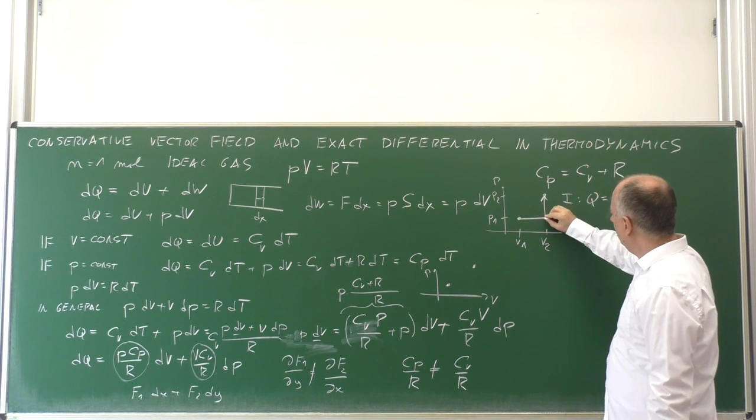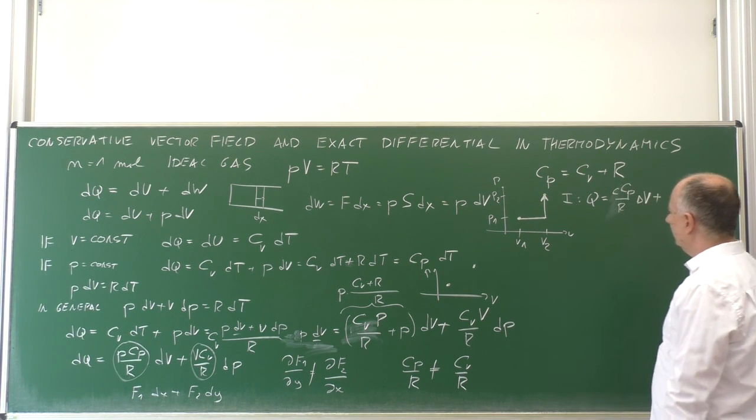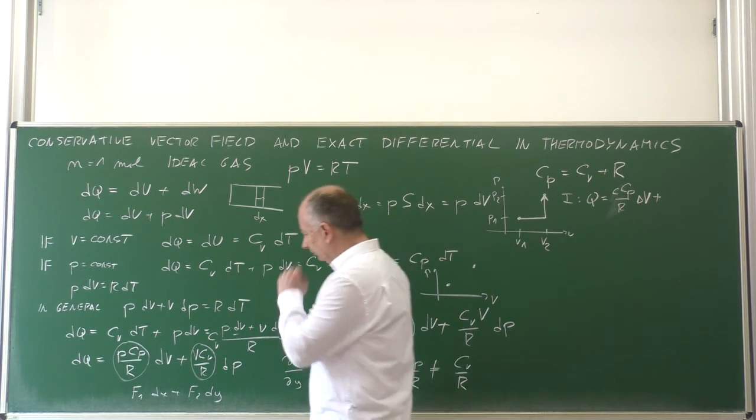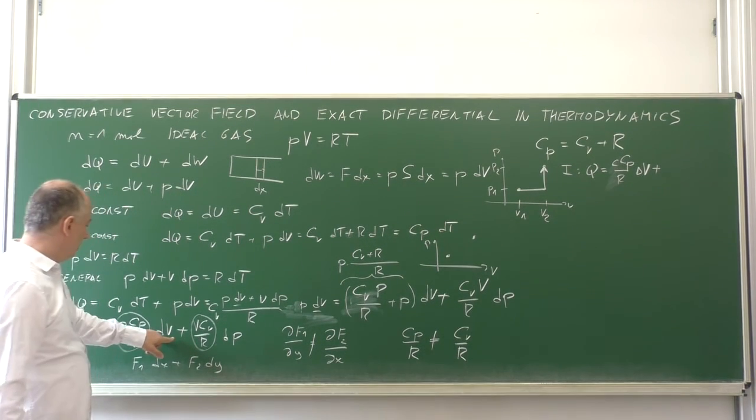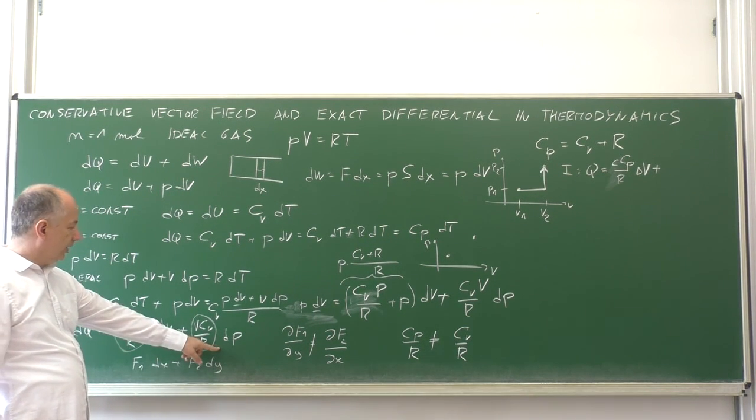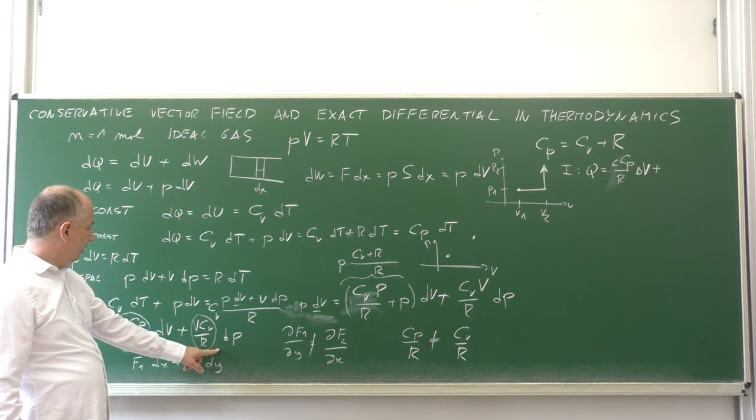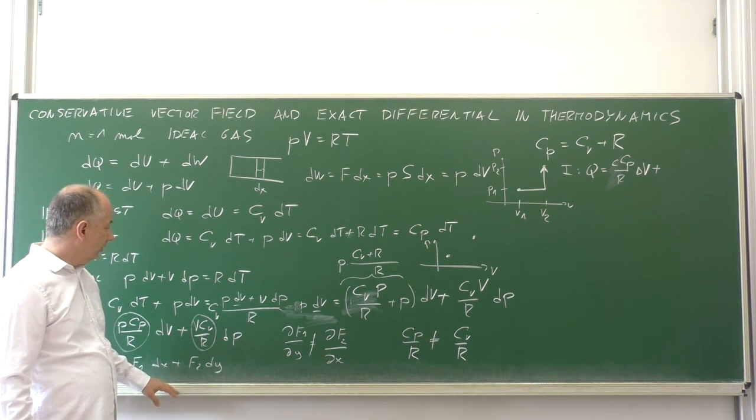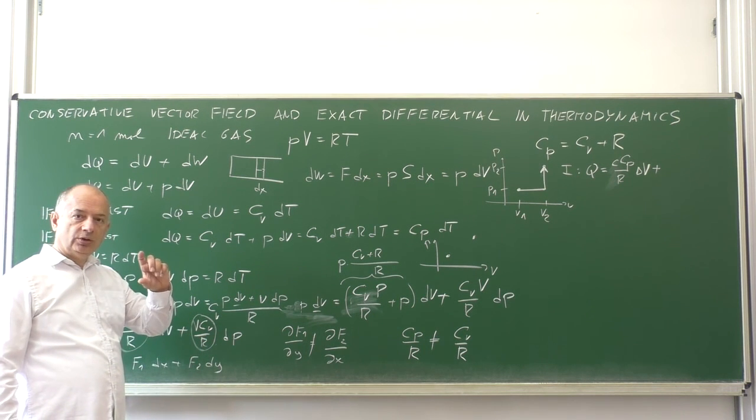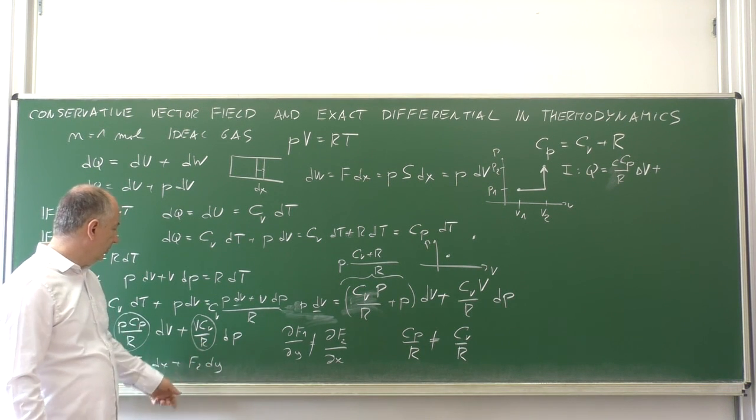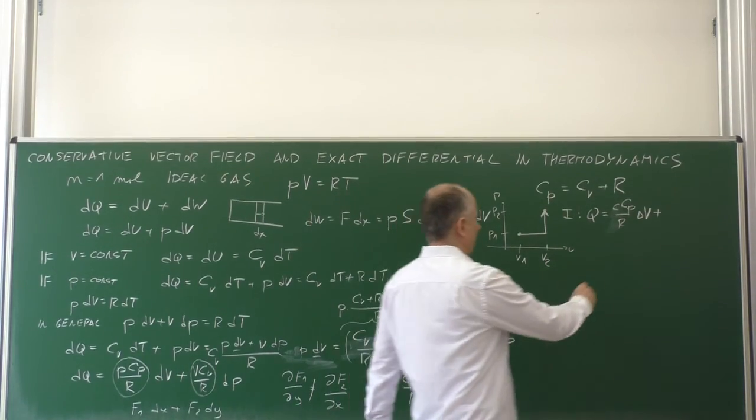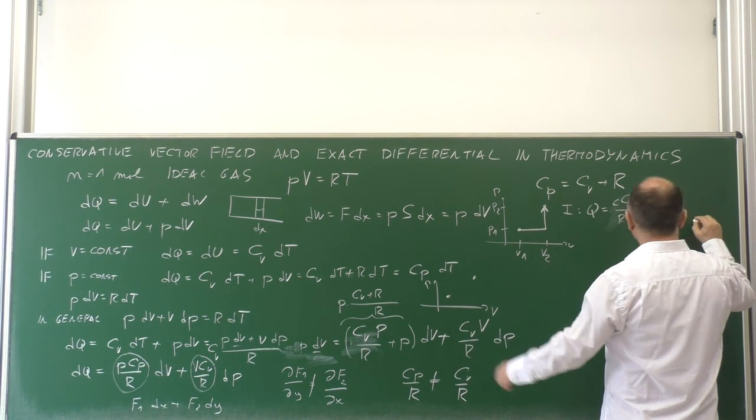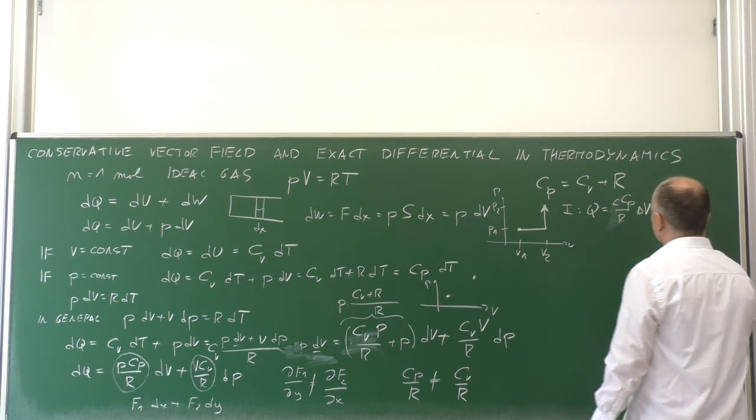Plus, and when we go along this path, now V is constant, so dV is 0, and we just integrate this. But now V is constant, so this is constant, and we integrate the constant, so the integral is the constant times the change of the variable P. So we have V Cv divided by R times the change of pressure P.